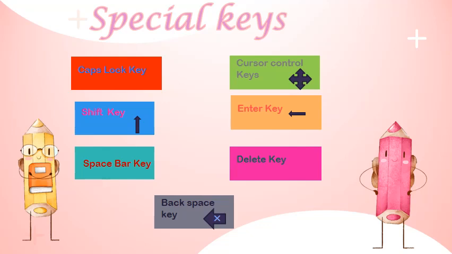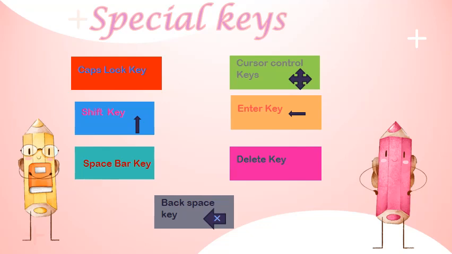When you come to the next line, you will use enter key for coming to a next line. Now, the other key is delete key. Delete key is used to erase your mistake that you make while typing on a computer. It erases a character to the right of the cursor.